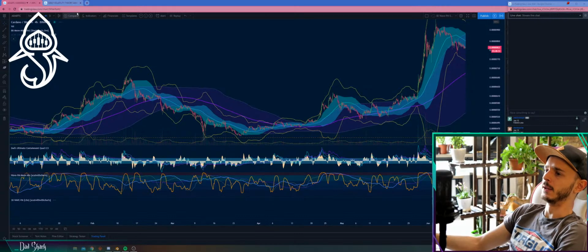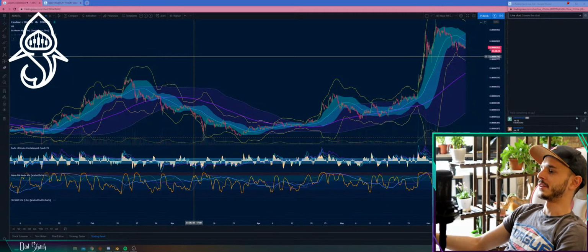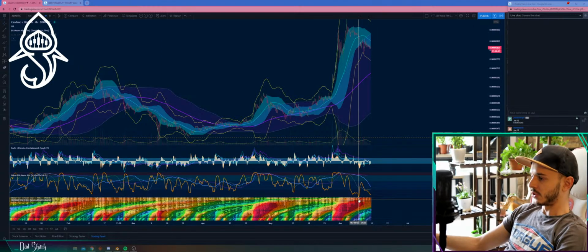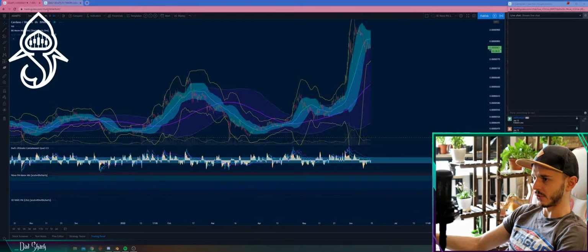ADA, all right. So essentially what we're going to be looking for here is the mean inversion pivot generated by ACAT, because it should be pretty accurate here. I'm going to go to the 6 hour just for a little bit more clarity.